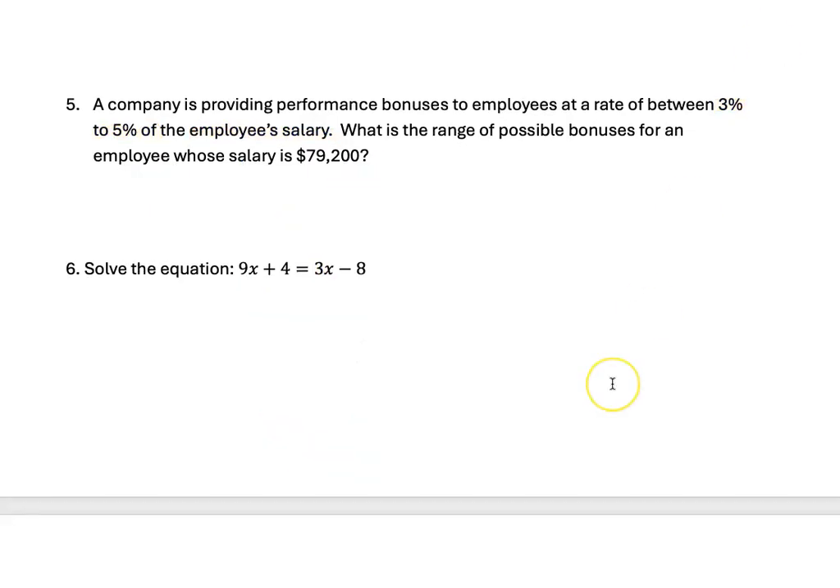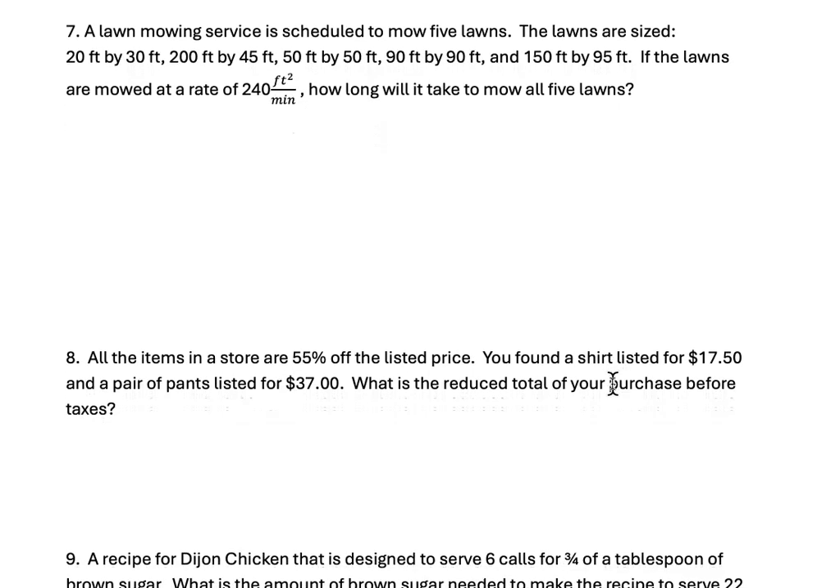Okay, so moving on. Question number 7. Here we have a lawn mowing service that is scheduled to mow 5 lawns, and the lawn sizes are all given here. Okay, so we've got one that is a 20 by 30, a 200 by 45, excuse me, a 50 by 50, a 90 by 90, and a 150 by 95. So all that's measured in feet. And then we're told the rate at which all of this is mowed is 240 feet squared per minute.